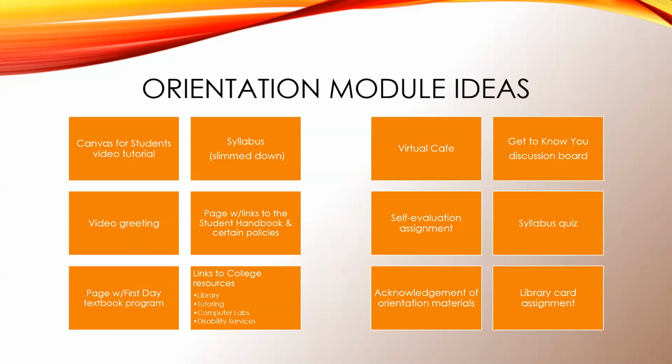You could do a syllabus quiz to make sure that they've read over your syllabus or the materials in the orientation session. You could do an acknowledgement of the orientation materials. That's like a quiz with one question where the students say that they have read the materials and understand them. And finally, we have a library card assignment, which I like to do because library cards are required for the task that they have to do in my class. The students have to let me know if they have a current library card or if they've renewed it, or what they are going to do to get a current library card.